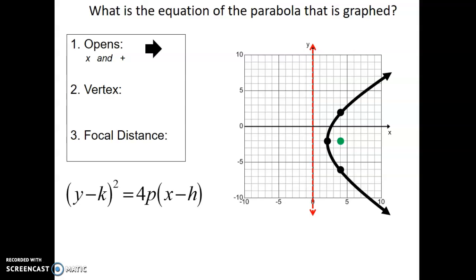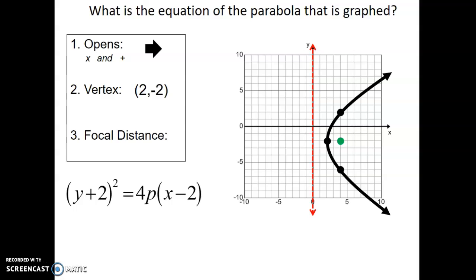Next, we need to know where the vertex is. The vertex is over 2, my apologies, over 2 and down 2. So it is at (2, -2). So h is the 2 and k is the -2. Now when we put these into the equation, remember that they switch signs. So the h will actually be -2 inside the equation, and the k will be +2 inside the equation. Looks like that.